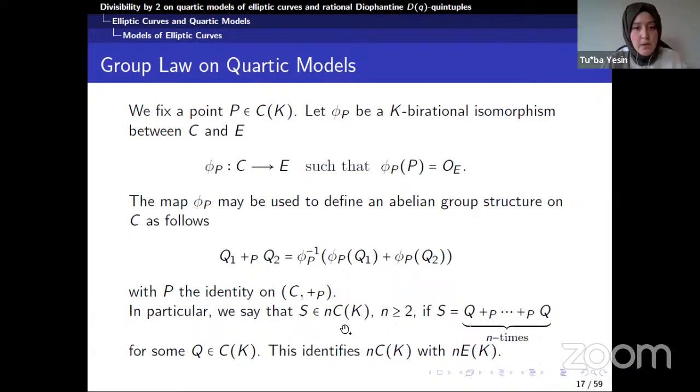Another important thing we will use is the double points. If S is in 2C(K), what does it mean? S can be written as the sum of Q with itself, 2Q, where Q is any rational point on the quartic model. So that means this identifies 2C(K) with 2E(K). What I mean is, if you take a double point, which is 2A, on E, when you check the pre-image under this isomorphism, this point will be a double point on C.